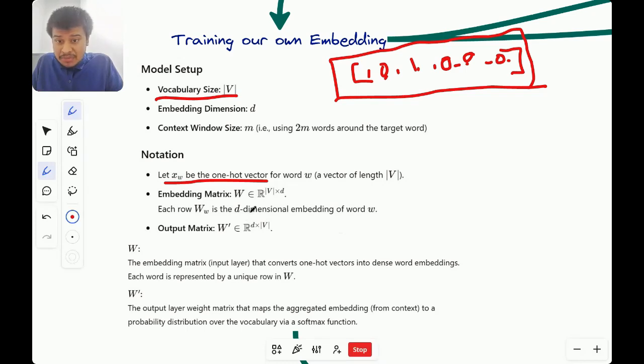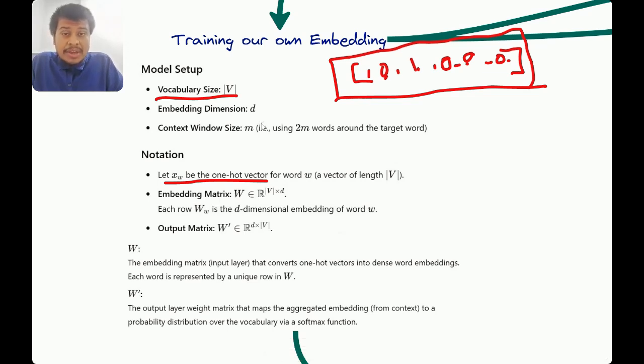And what is the dimension of this matrix initially? It is modulus of V cross D. What is this D dimension? I told you that the Word2Vec model comes with different parameters, right? We can get an embedding for 100 dimensions or 300 dimensions or 500 dimensions. These are standard dimensions.